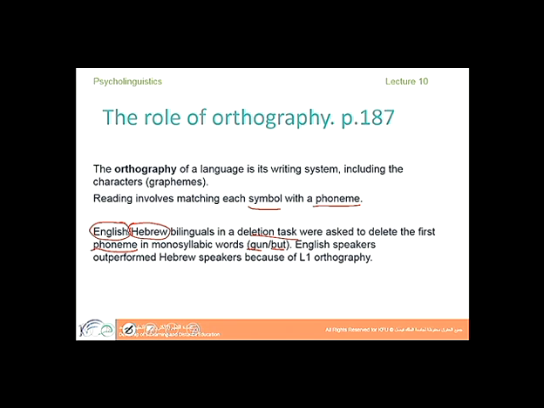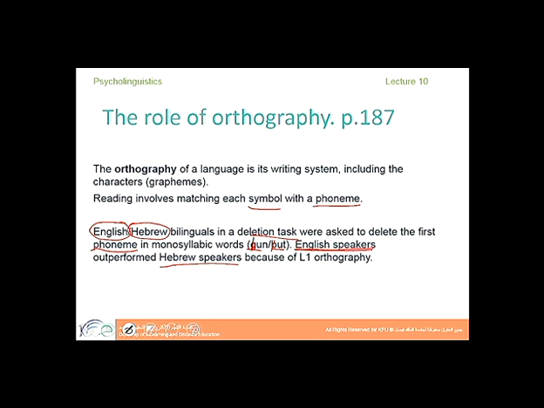So we have English speakers and we have Hebrew speakers. The English speakers actually deleted the first sound, which is g, right? And they would say un. So they were asked to delete the first phoneme, so they said un instead of gun. Instead of saying but, they deleted the first sound and they said ut. Right? Now this is what the English speakers did.